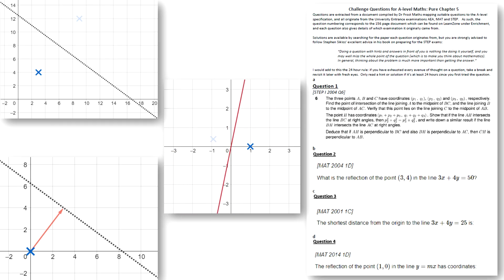Another thing you can do here, if you've made sense of the first question on reflections, is do the same things, but this time you don't have a number to work with, you have a letter, you've got M. So try it algebraically and see how far that takes you.